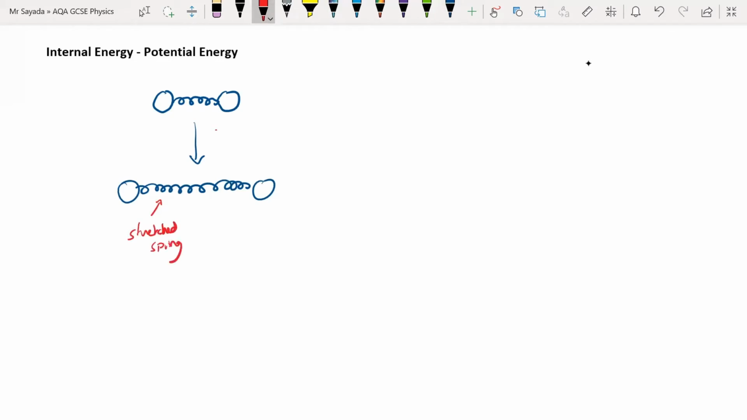To do that, I need to put energy in. Now, to get those particles to move closer together again, I don't actually need to do anything. If this was actually a spring and I just let go, those particles would just spring back to their original position. So the same with the particles inside a substance. For those particles to go back to their original separation, we don't actually need to put any energy in. In fact, we get energy out.